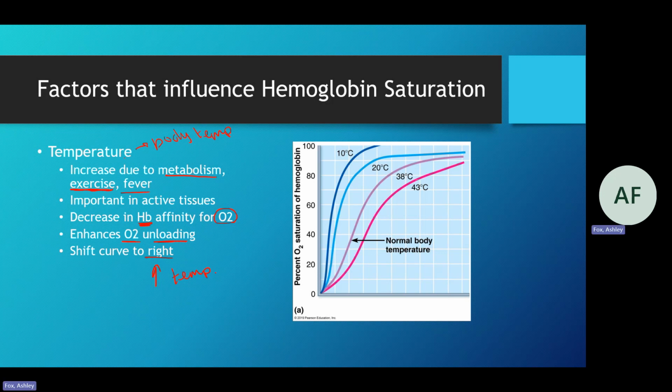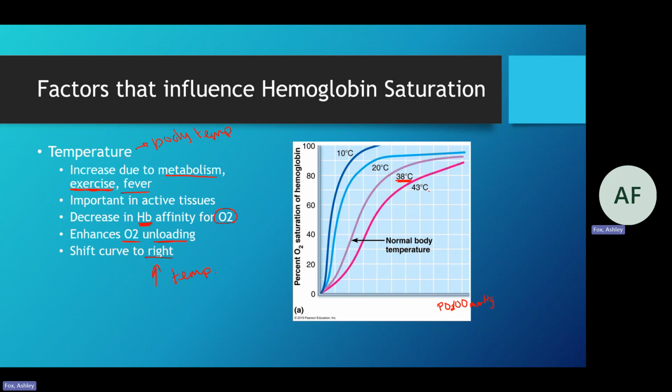So normal body temperature, sorry, using degrees Celsius, but same thing, 38 degrees Celsius is about normal body temperature. So we saw that curve right here. So we're getting towards 100 millimeters of mercury for our partial pressure of oxygen over here because we're getting towards 98% over here.